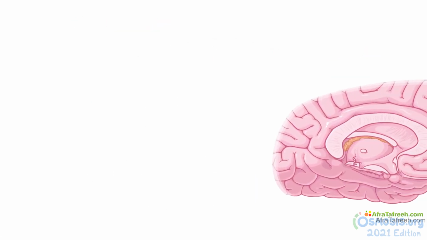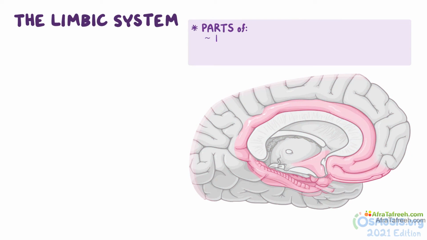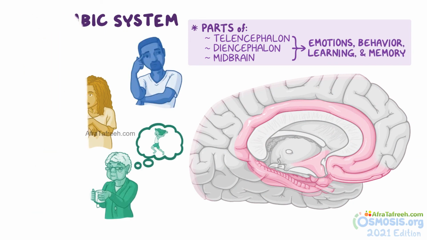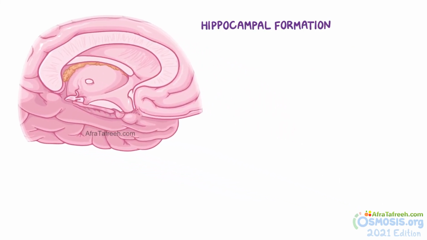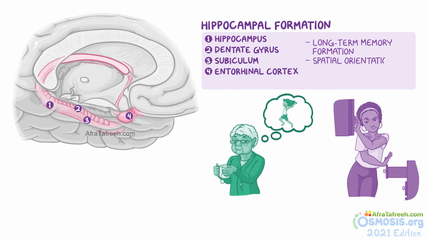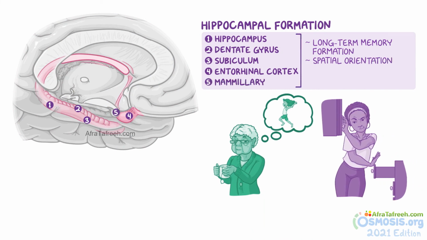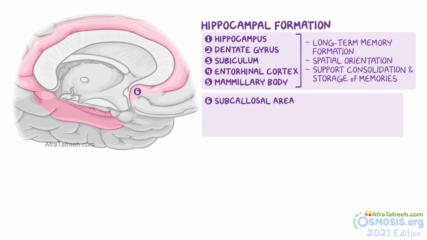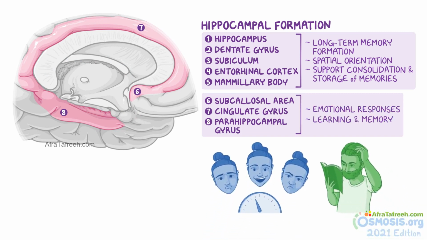Alright, as a quick recap, the limbic system consists of several parts of the telencephalon, diencephalon, and midbrain that together influence emotions, behavior and learning, and memory. The hippocampal formation consists of the hippocampus, dentate gyrus, subiculum, and entorhinal cortex, and it's involved in long-term memory formation and spatial orientation. These structures, along with the mammillary bodies, help to support the consolidation and storage of memories. Then there is the subcallosal area, the cingulate gyrus, and the parahippocampal gyrus, which support emotional responses and learning and memory.